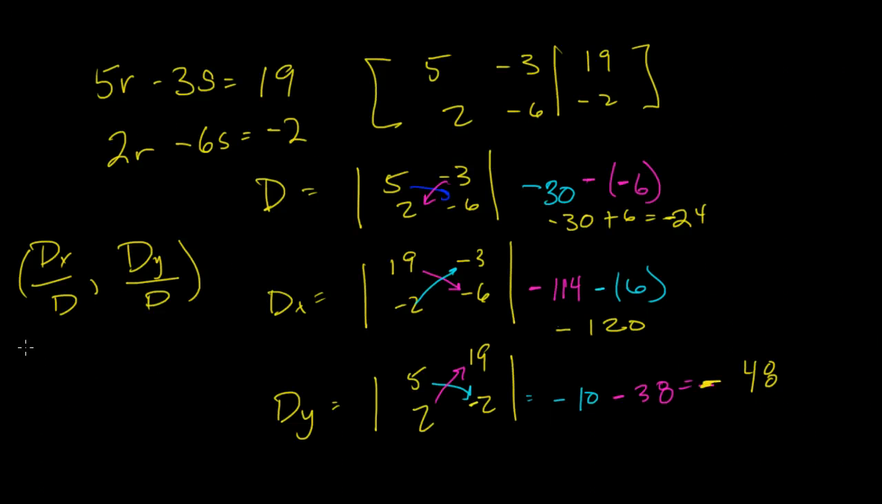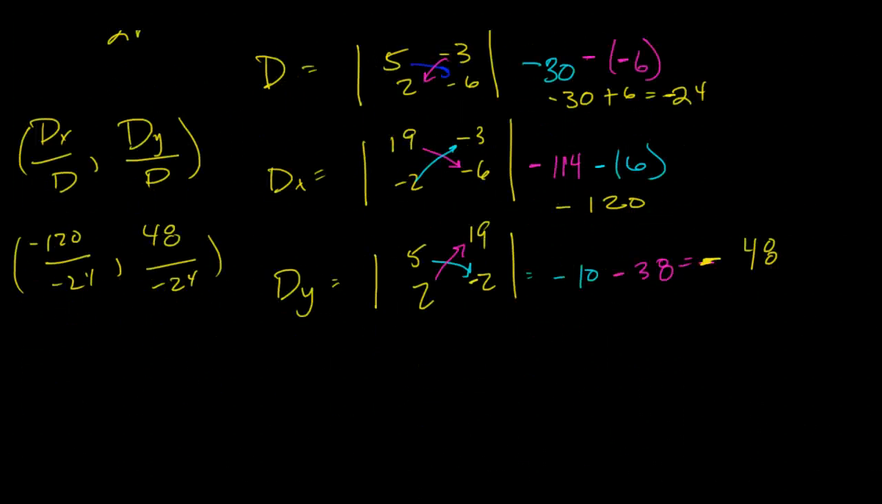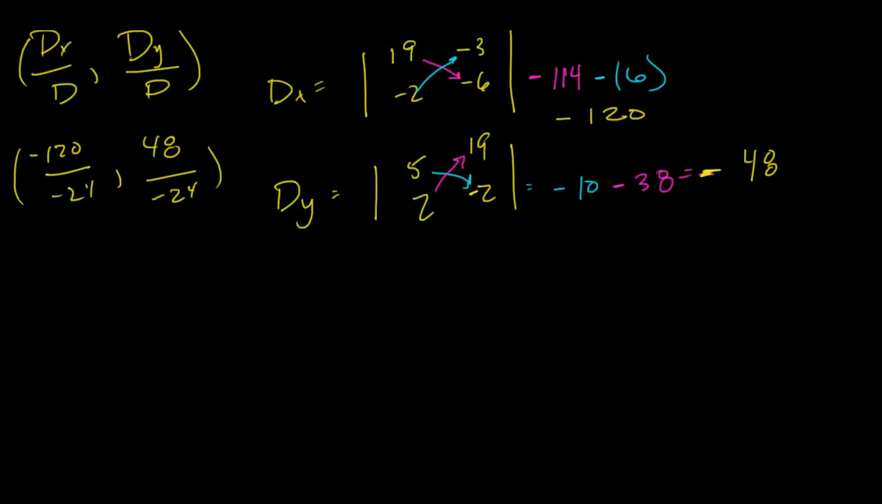So D of x was -120. We want to divide from that -24. D of y was -48. And we want to divide from that -24. So a negative divided by a negative is a positive. 120 divided by 24 is 5. -48 divided by -24 is 2, and that's the solution.